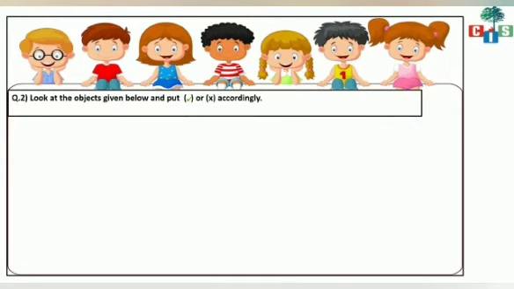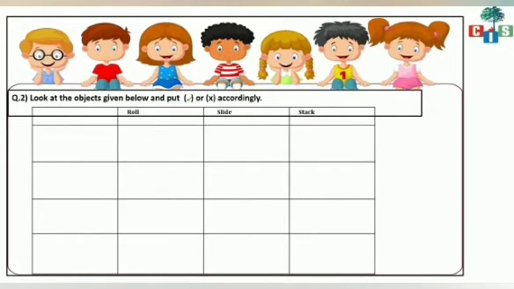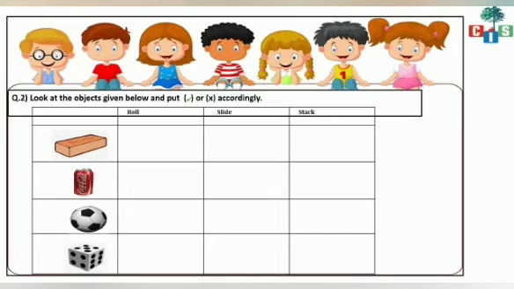Look at the objects given below and put a tick or a wrong accordingly. Here it is written roll, slide, stack. So the first object is brick. It's a cold drink can, football and a dice. Okay, let's see the first object. Can it roll? No. Slide? Yes. Stack? Yes.